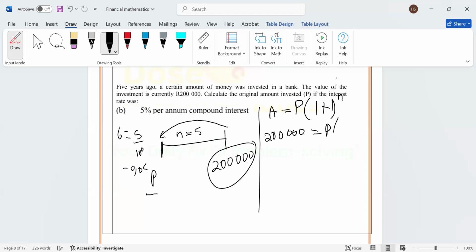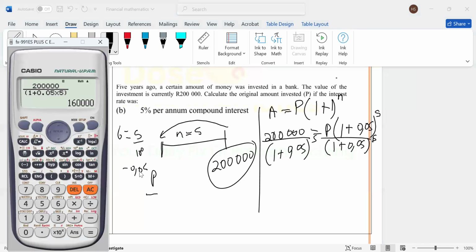So we have 200,000, which is going to be equal to P times (1 + i), where i is 0.05, to the power of 5. Now we want to get P here. How are you going to get P? You're going to divide exactly by this bracket, exactly the way it is. So you have 1 plus 0.05 to the power of 5, and even this side, we have 1 plus 0.05 to the power of 5.